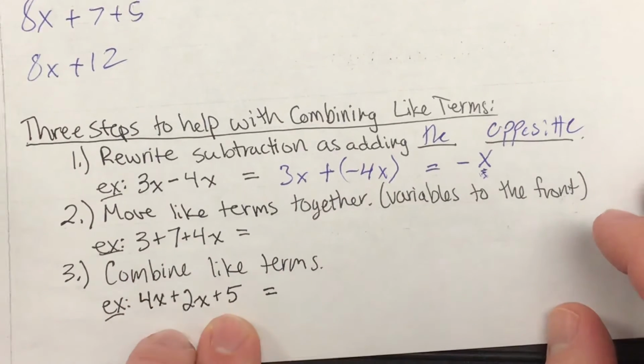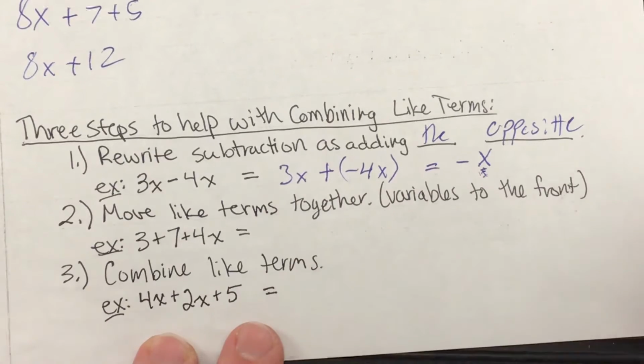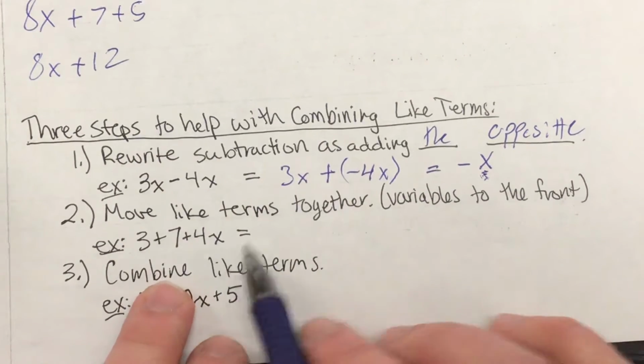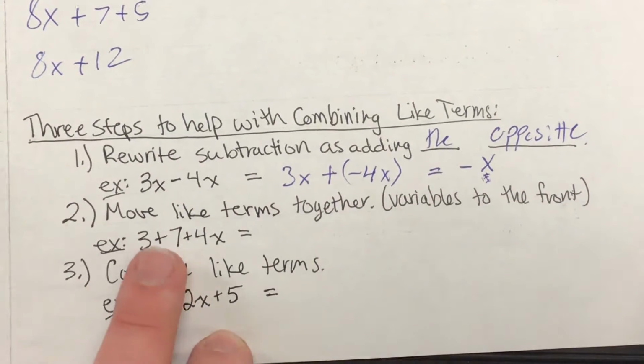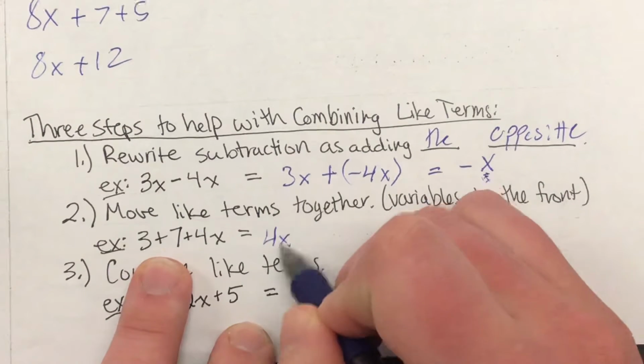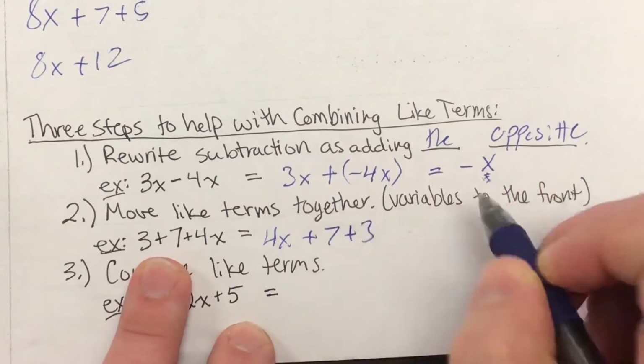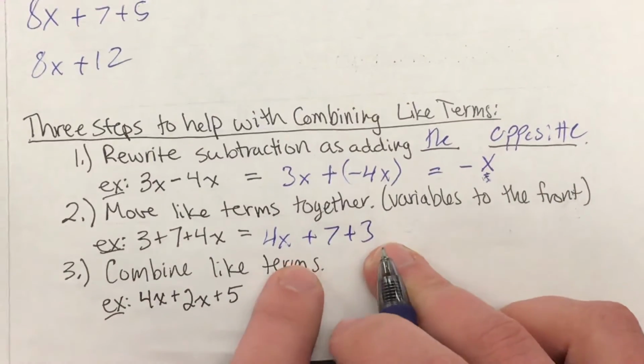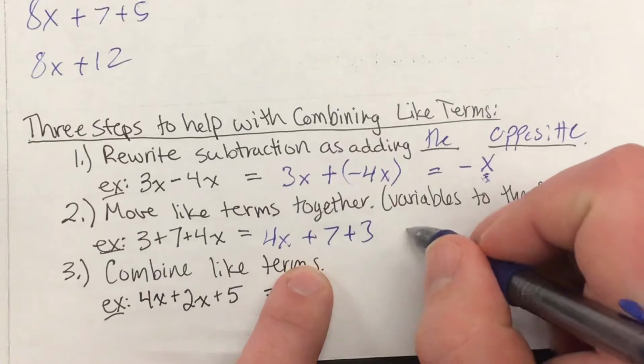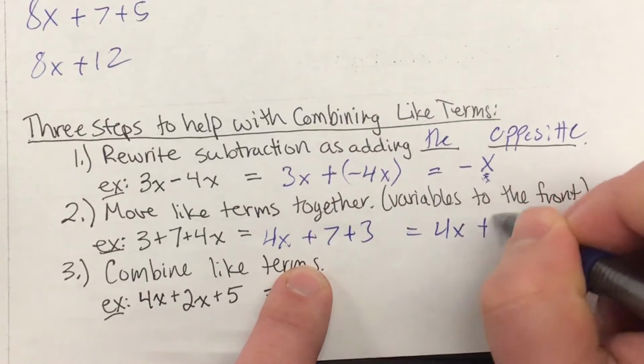Number 2 says we move like terms together and move our variables to the front. So if we move them together and our variables to the front, how do we write this? 4x plus 7 plus 3. And then if we combine our like terms, that'd be 10. 4x plus 10.